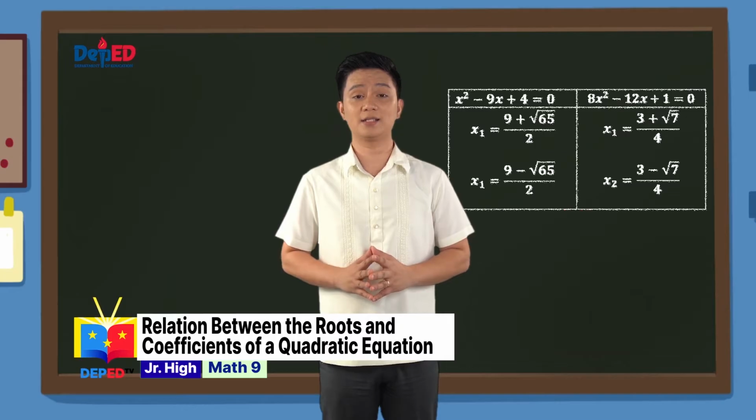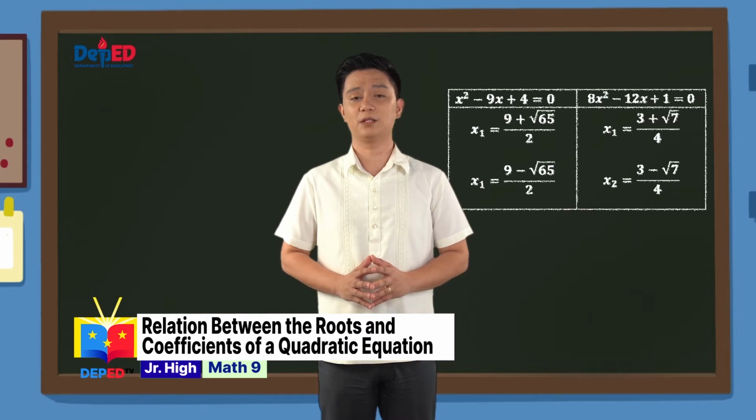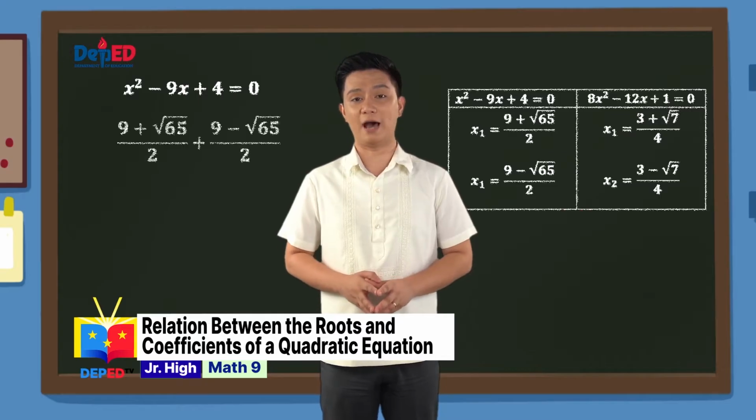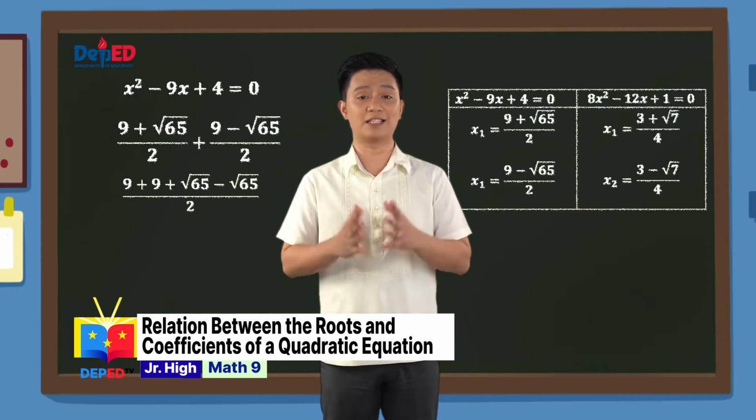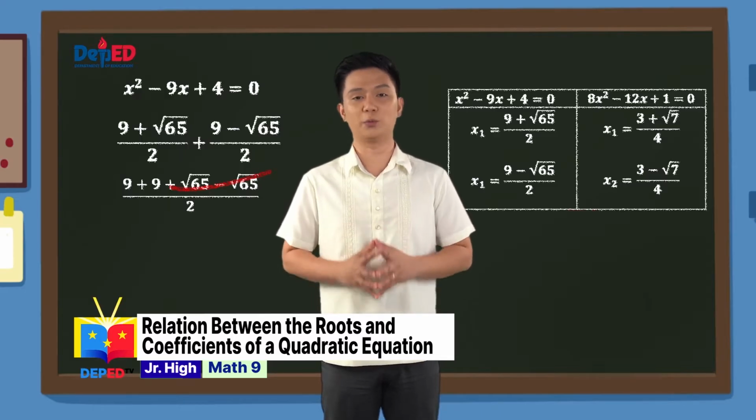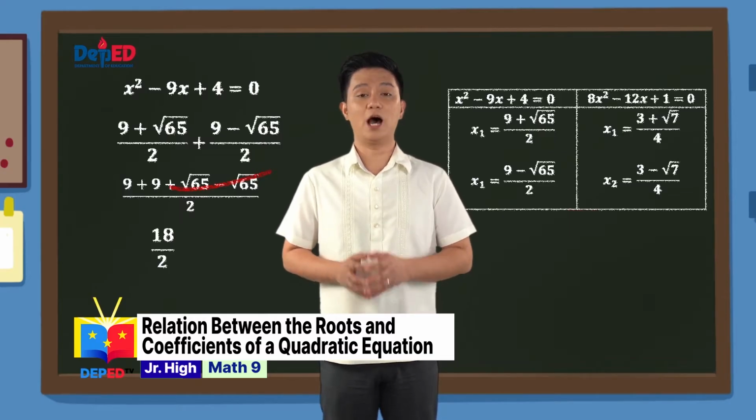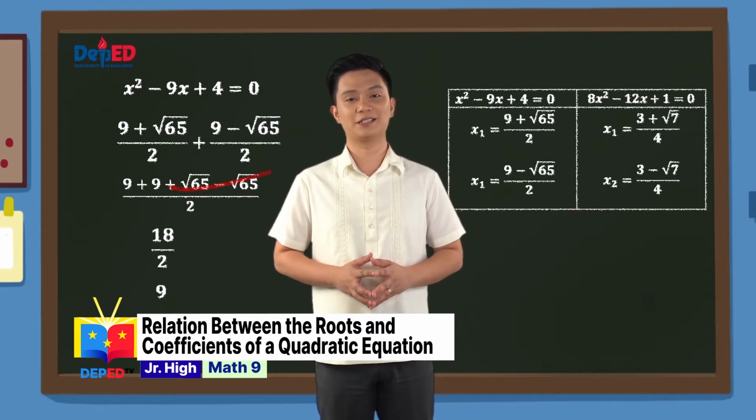Our next task is to determine the sum and the product of the roots of each equation. Let's start with getting the sum of the roots. For equation number 1, we have 9 plus the square root of 65 all over 2 plus 9 minus the square root of 65 all over 2. Since the two have the same denominator, we just use this common denominator and then add the numerators by combining similar terms. So, upon computation, we have obtained that 9 is the sum of the roots.